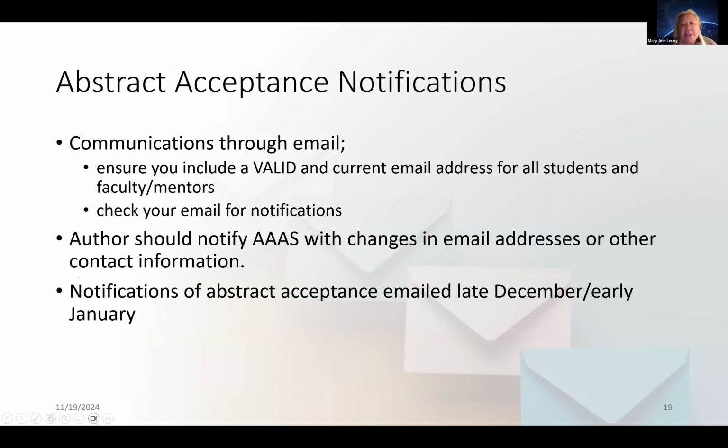So your notifications, if you are accepted, will be through email. So make sure when you put in your abstract submission that you have your current email address for all the students and the faculty members. And don't forget to check your email. I know nowadays sometimes email isn't your primary method of communication, but that is how you will be notified about your acceptance. So absolutely make sure you check that information. And hopefully by late December or early January, that's when the acceptances will be emailed out.